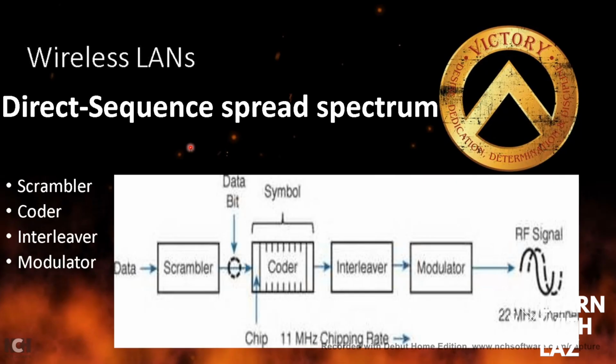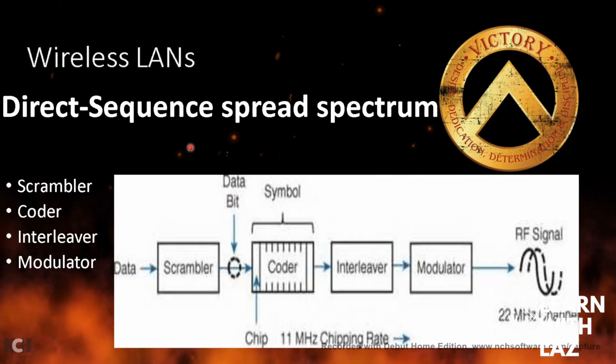And here you see the direct sequence spread spectrum. What it does, it gets the data and scrambles it up into different digital signals, right? Chopped up. It goes into a particular coder that turns it into a symbol, and then before it goes into an interleaver, okay? Because you see here it says chip, 11 megahertz chipping rate. That's what it's doing in the coder.